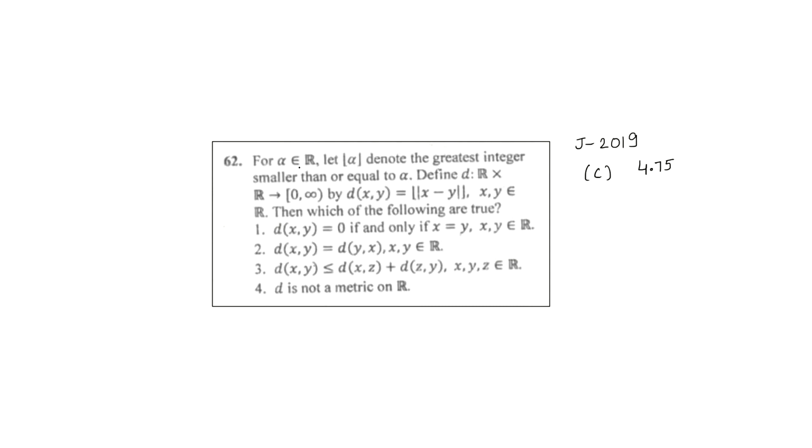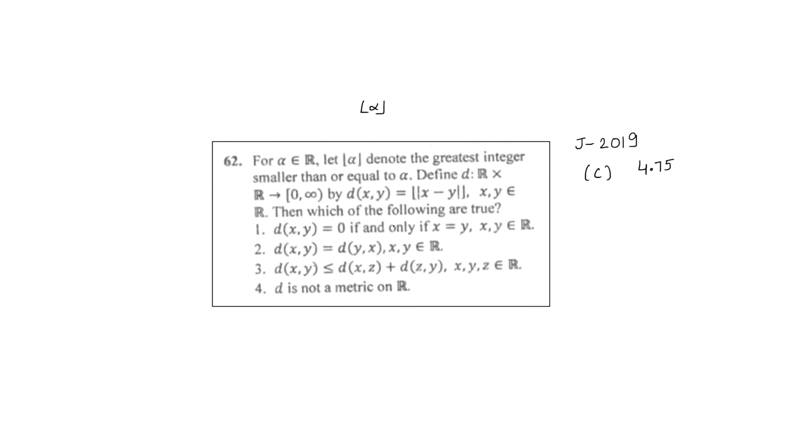For alpha belongs to R, let the floor symbol denote the greatest integer smaller than or equal to alpha. Define d from R cross R to the closed interval 0 to infinity by d of x, y is equal to the greatest integer smaller than or equal to mod x minus y, where x and y belong to R. Then which of the following are true?